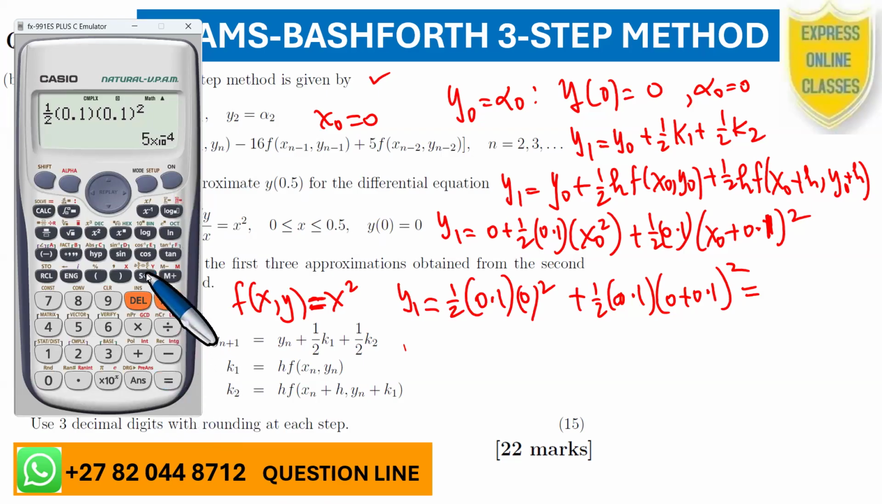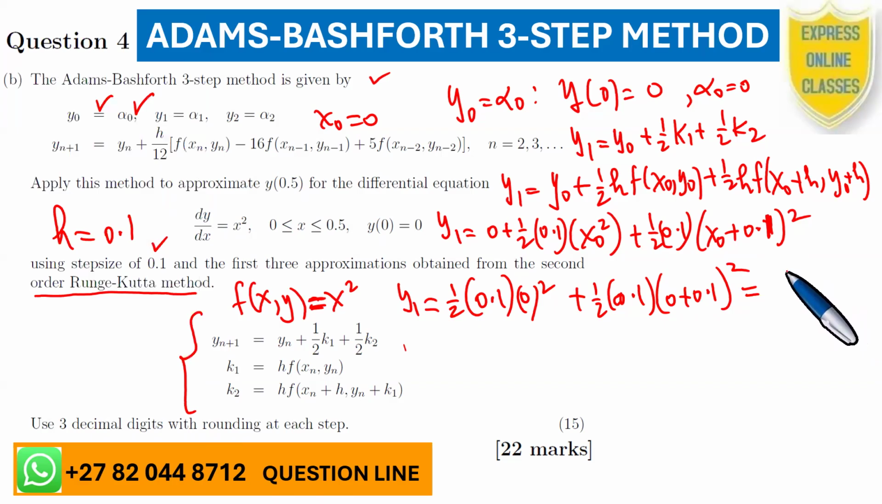Okay, the calculator is giving 1/2000. Okay, 1/2000 can be written as 5 times 10 to the power minus 4 in scientific notation.